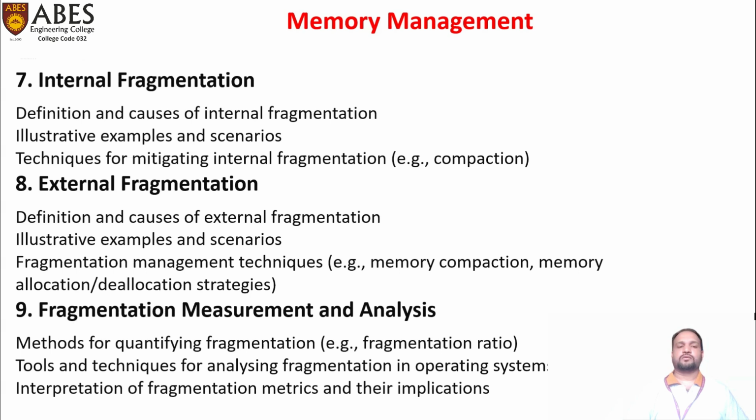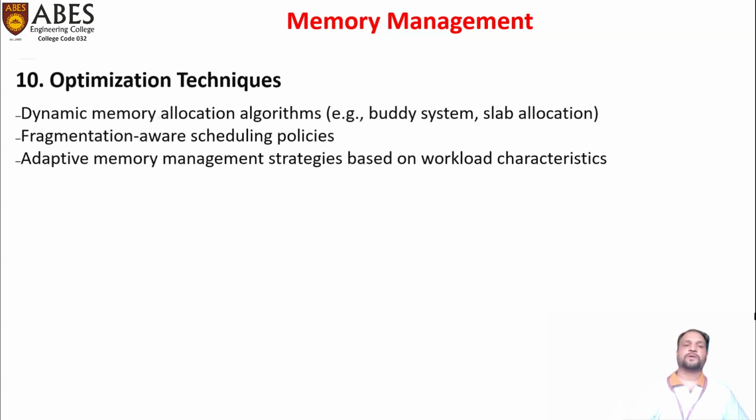In this, we are going to calculate and quantify fragmentation, fragmentation ratios, and we are also going to learn about tools and techniques for analyzing fragmentation in operating systems, interpretation of fragmentation metrics and their implications. And lastly, we are going to cover optimization techniques such as buddy systems, slab allocation, fragmentation aware scheduling policies, adaptive memory management strategies based on workload characteristics. So all those contents will be covered in the second and third videos.